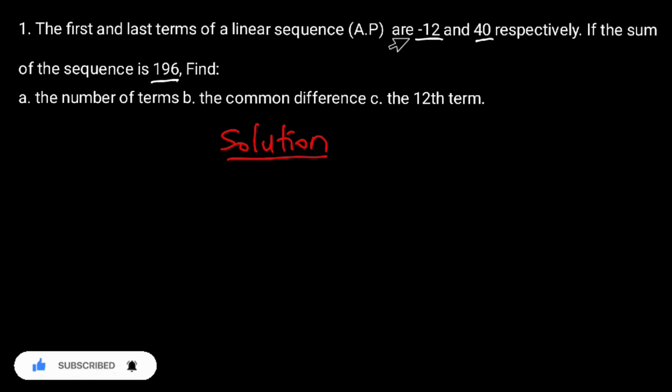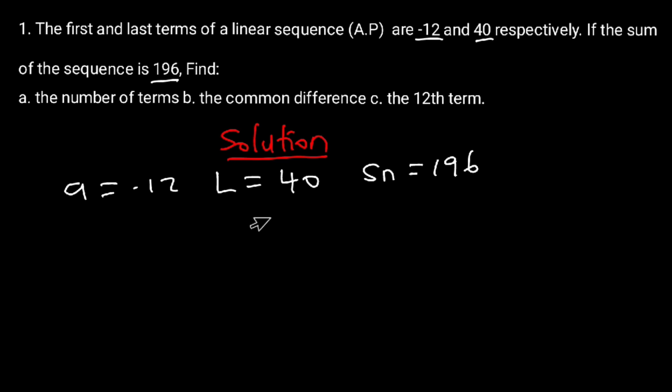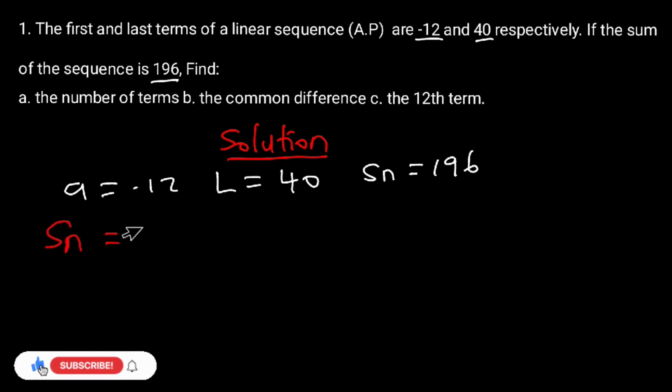So we are given the first term as -12, so a is equal to -12. Then the last term, L, is equal to 40. And then the sum of the sequence is equal to 196. So since the first and last terms are given, you make use of this formula. Sn is equal to n over 2 multiplied by a plus L.